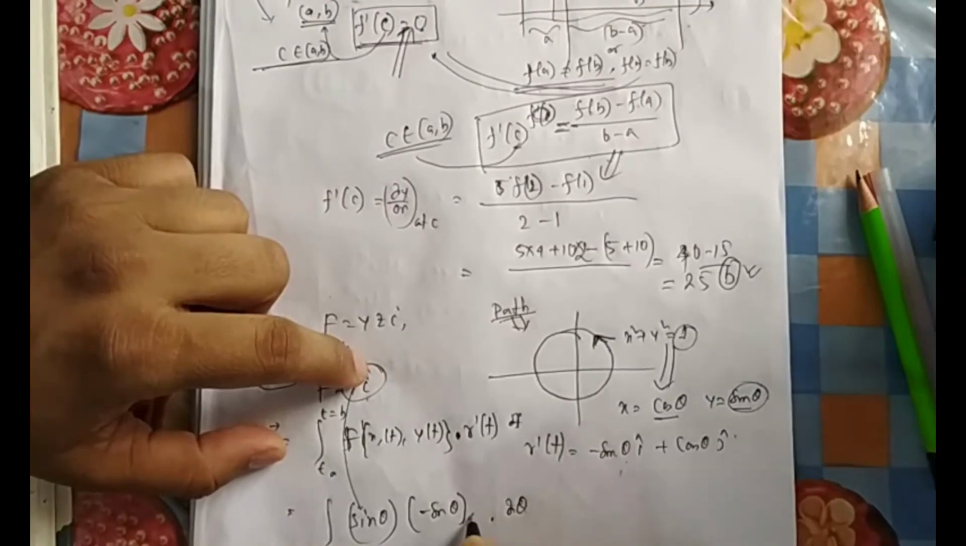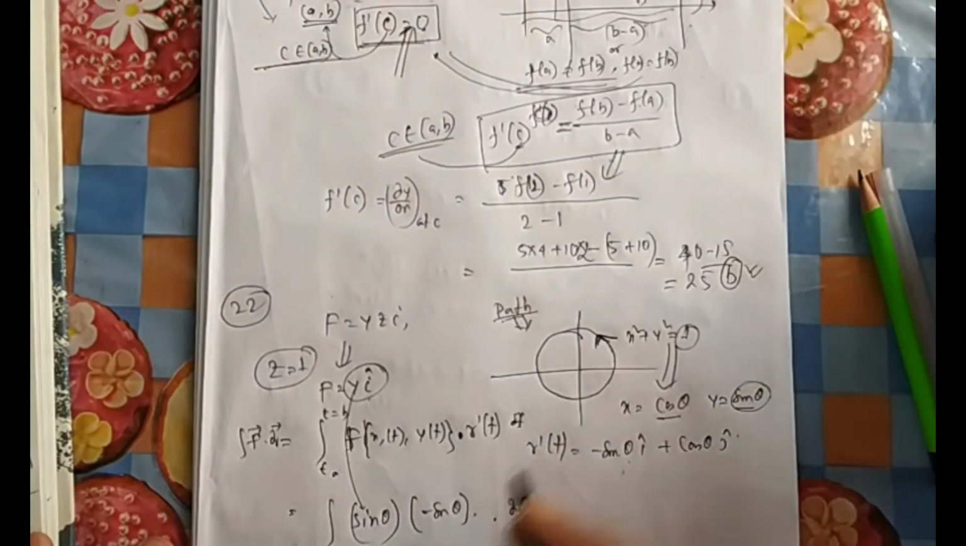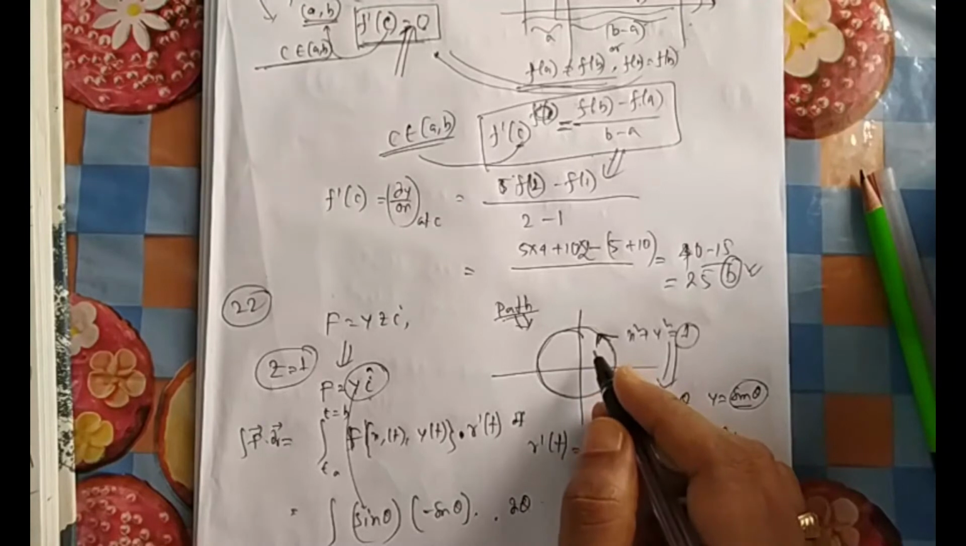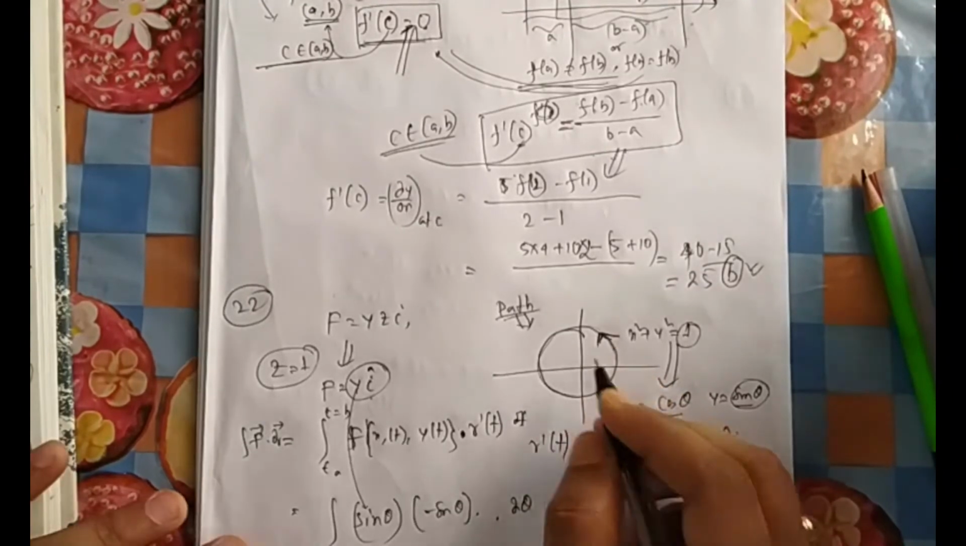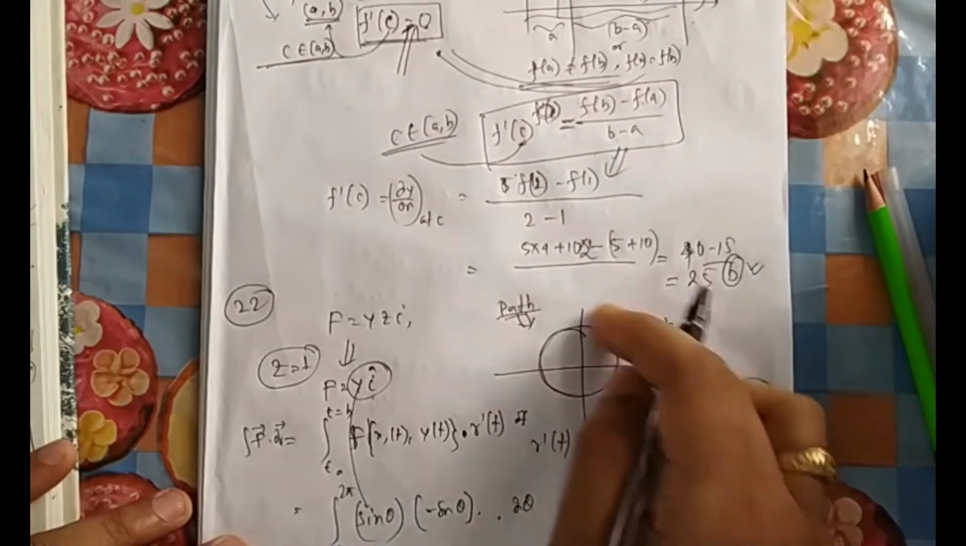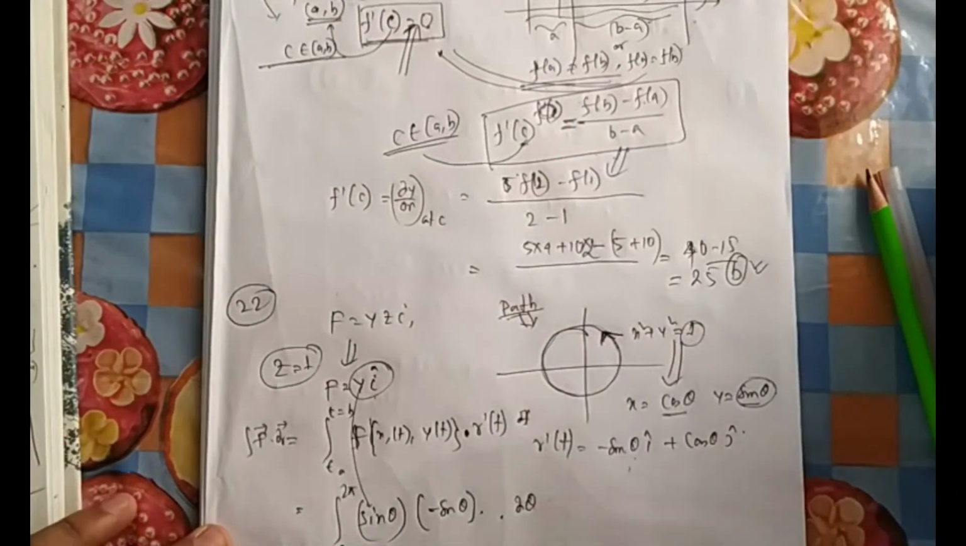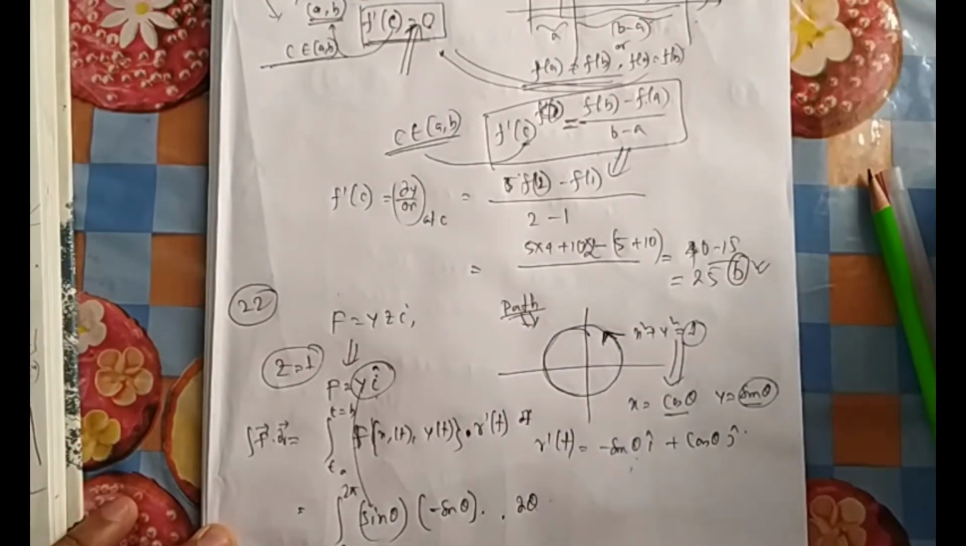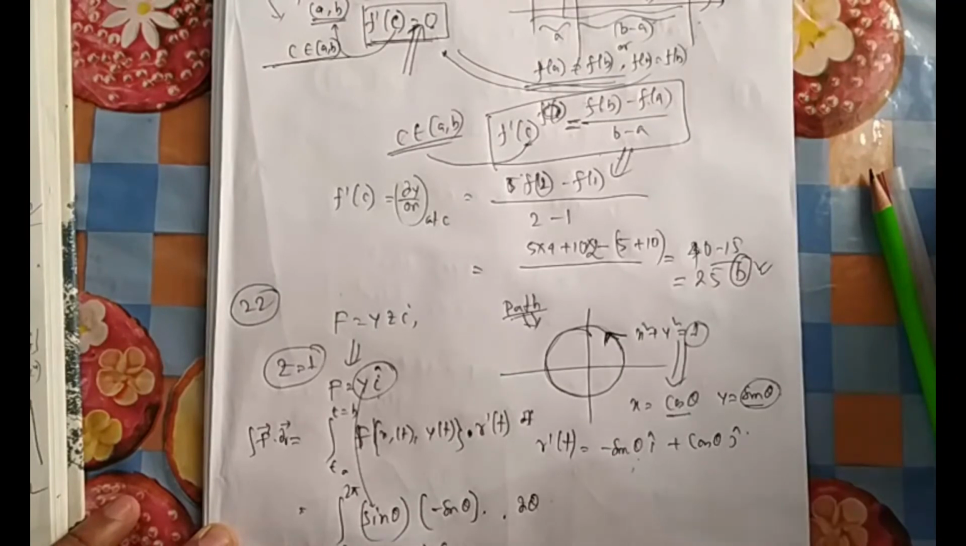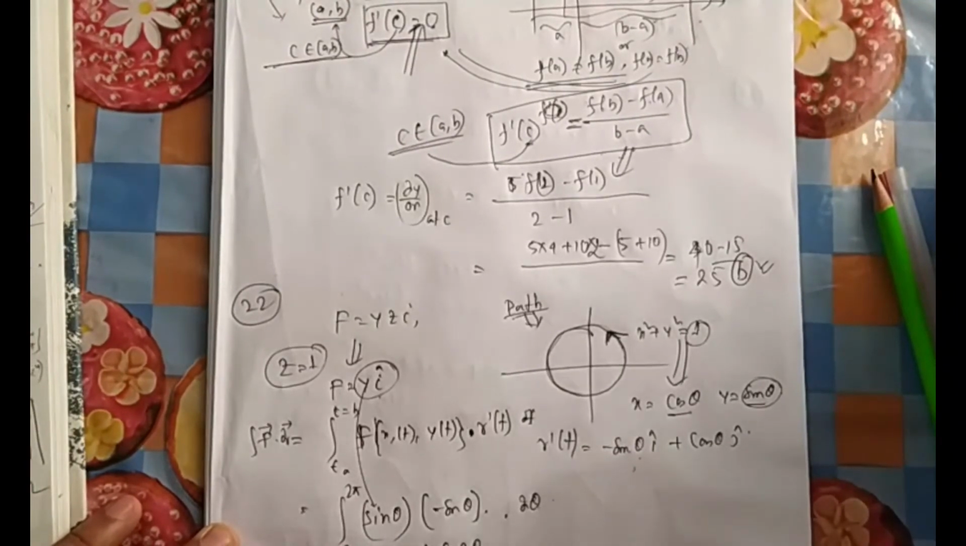So minus sin theta. So you will get, and the limit is, because you want to make it a full rotation, counterclockwise direction along the circle, so it is 0 to 2 pi. You want to move along the circle counterclockwise, so 0 to 2 pi. So minus sin square theta, and sin square theta you can write as 1 minus cos 2 theta by 2 d theta.